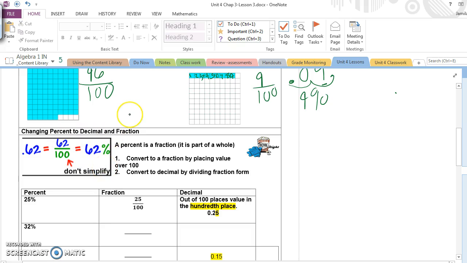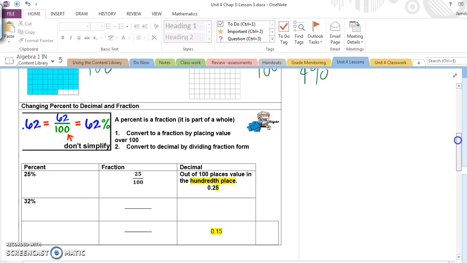So changing percents to decimal and fraction. How do we take a percent and change it into the decimal and the fractional form? So a percent is a fraction because it is a part of a whole. You do not have the whole thing. You do not have 100% or all of them. You have portions or a part of that 100. So therefore a percent is a fraction. You simply convert to a fraction by placing it over 100 and then convert to a decimal by dividing the fractional form.